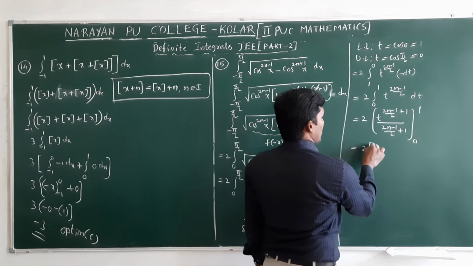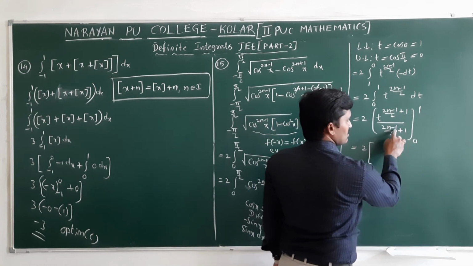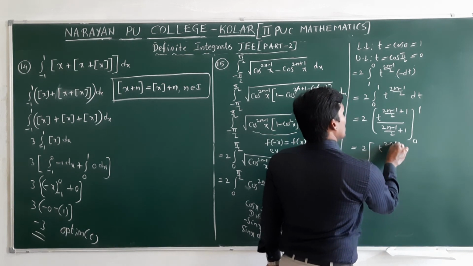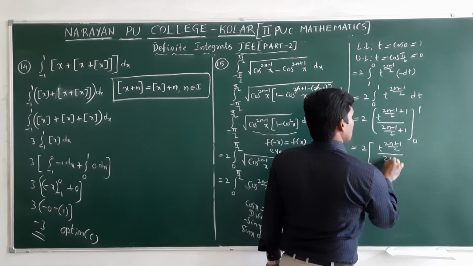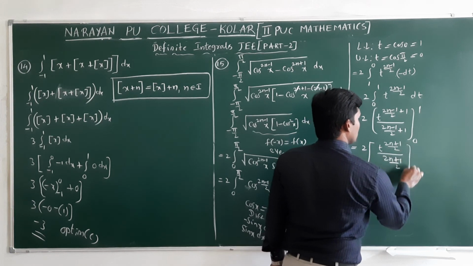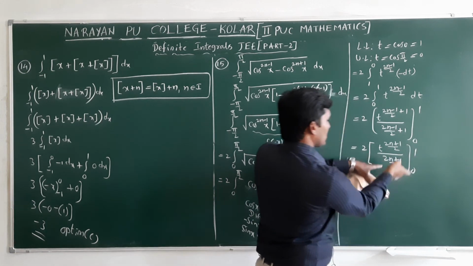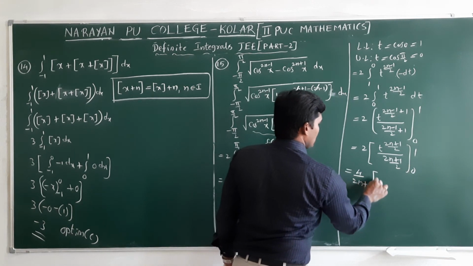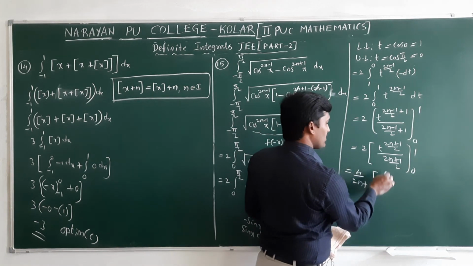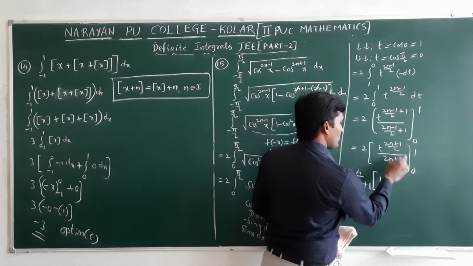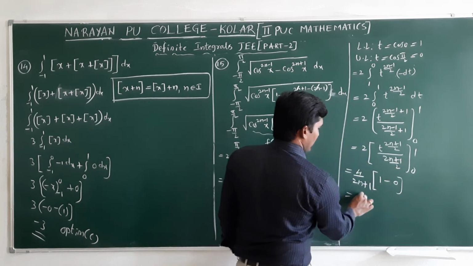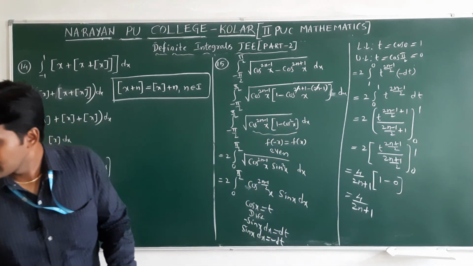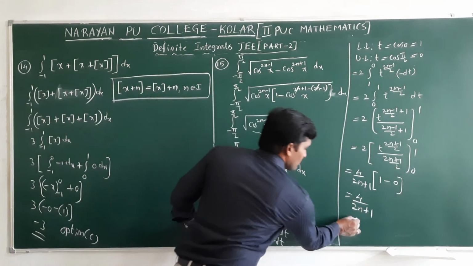If you simplify that, what will you get? 2, that is the 2n plus 1 will get t power (2n plus 1) by 2, divided by (2n plus 1) by 2, from 0 to 1. This value completely reversed: 2 twos are 4 by 2n plus 1. Now substitute upper limit in the place of t. 1 power anything is 1, 0 power anything is 0. That's why finally the answer is 4 by 2n plus 1. That is option A, the correct one.